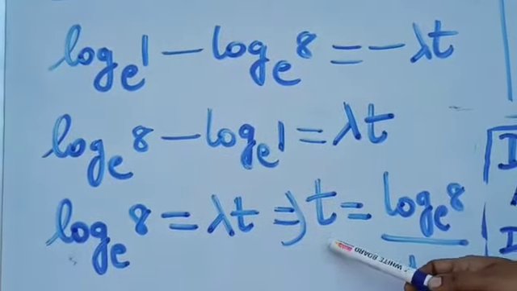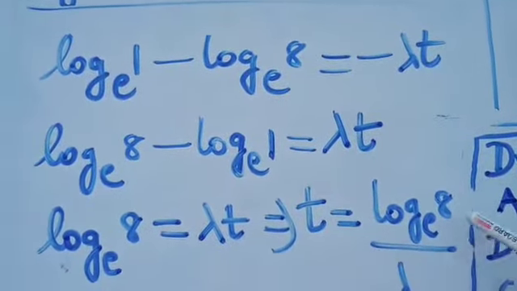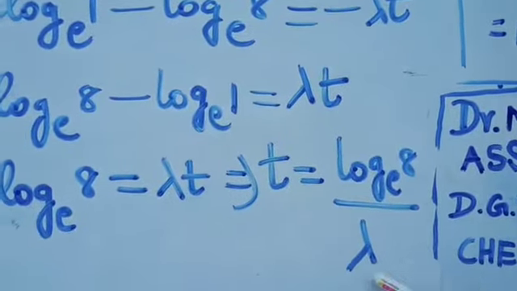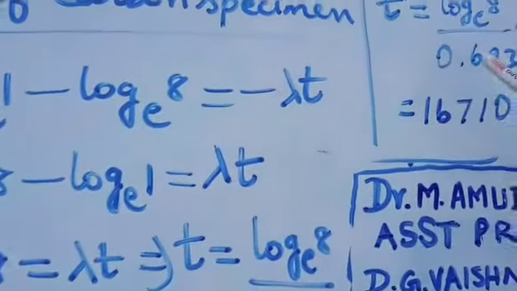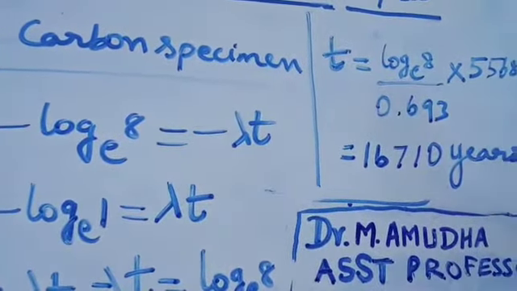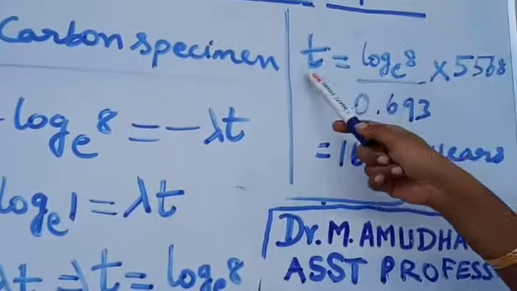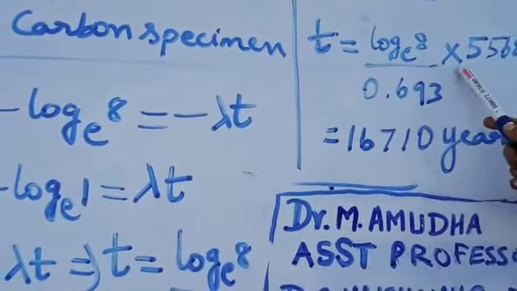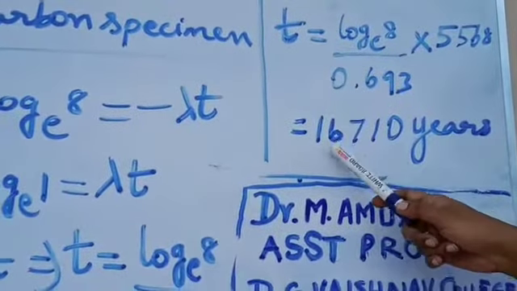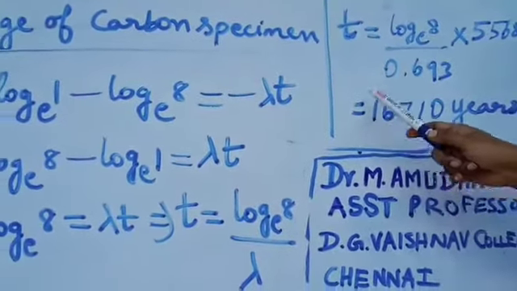We need t alone, the age of the specimen. So t is equal to log e 8 divided by lambda. Lambda we have already determined: lambda is equal to 0.693 divided by 5568. So substitute for lambda, and you get t equal to log e 8 divided by (0.693 divided by 5568).